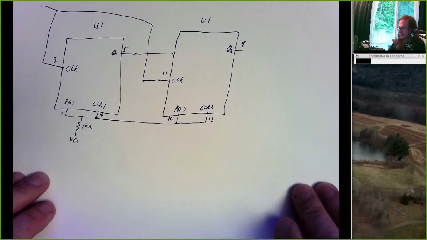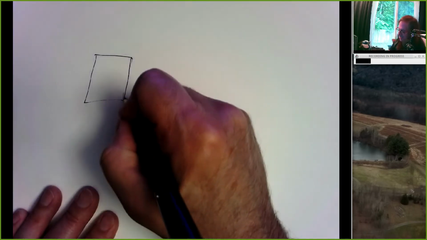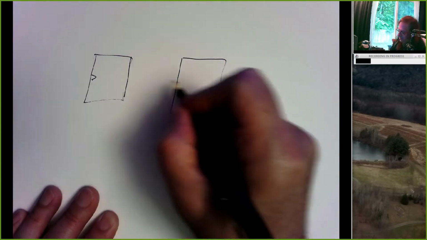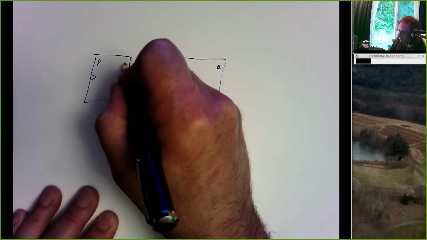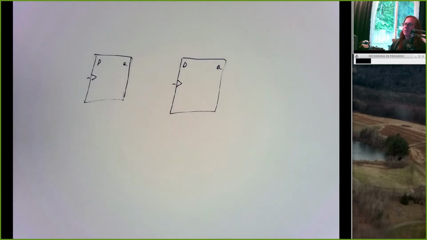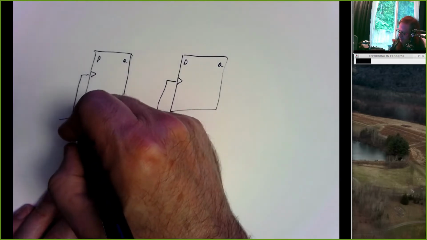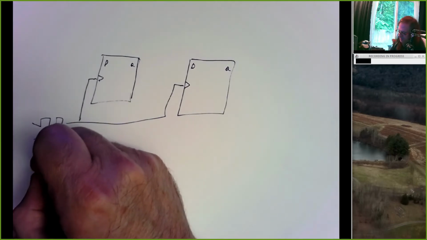But what's the logic of this? So we'll come back to this, but let's draw a block diagram. Now, a block diagram is not a wiring diagram. This is a logic diagram. We've got a clock there, we've got D and Q, we've got D and Q. And we know our clocks are going to get tied together. So these will be the clock. This is coming from the 555.